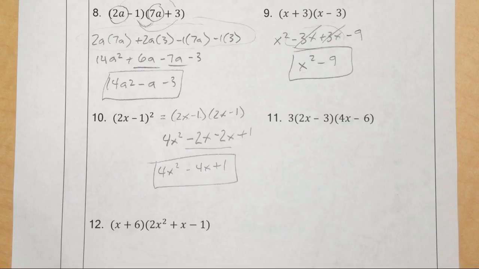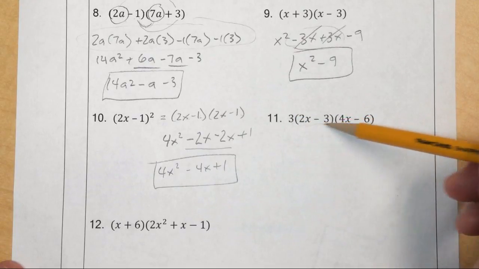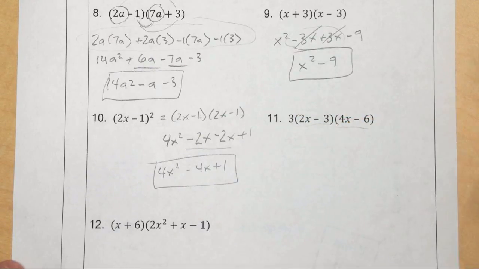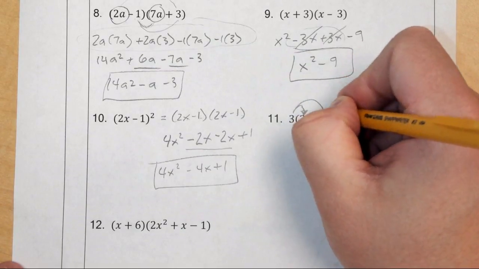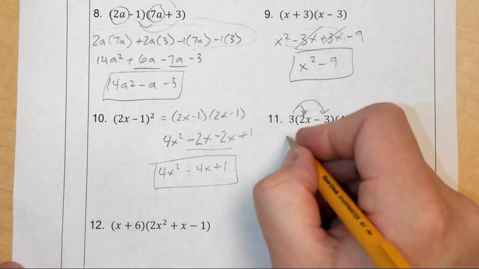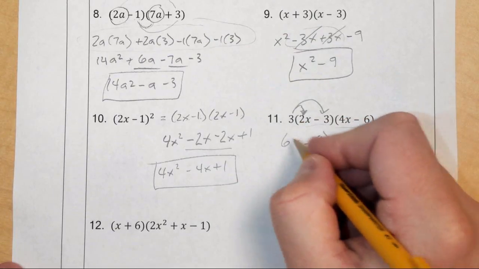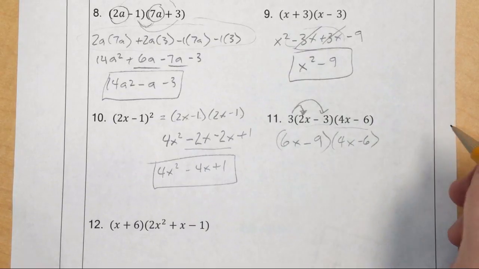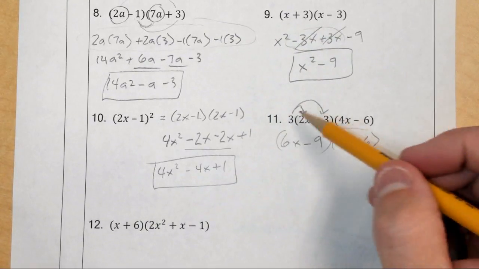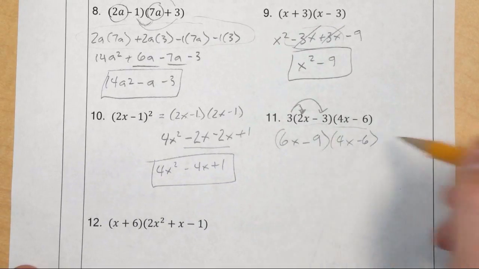Now number 11, let's do 11. First thing I need to do on number 11 is notice that there is a 3 here, and then I've got a polynomial times a polynomial. So the idea is I'm going to distribute the 3 into the parentheses first, and I end up with a 6x minus 9. And then I'm going to multiply all that by 4x minus 6. So the goal is I want to combine these two before I do anything else. So now I'm going to do the FOIL method, or double distribute.